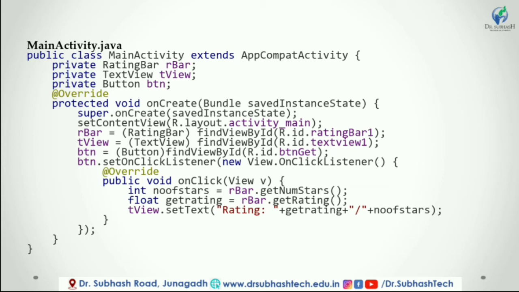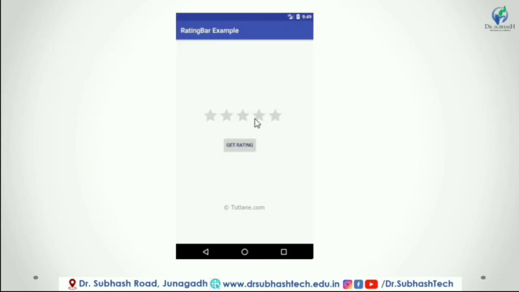Now we will see the output. If you observe the result, we are able to get the rating value from the rating bar control when we click on button in Android application. This is how we can use rating bar control in Android application to show the rating based on our requirement.